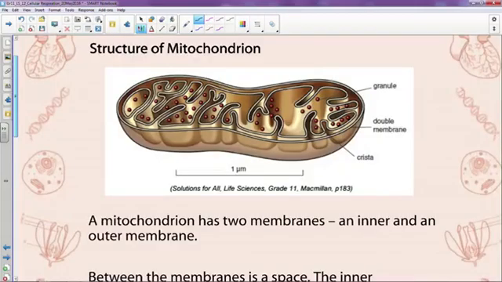Very important for us when we look at the mitochondria is to understand that the mitochondria is a double membrane structure, as we clearly see. It has a large number of folds on the inner surface, which we call cristae, and these cristae increase the surface area on the internal surface for enzyme activity.